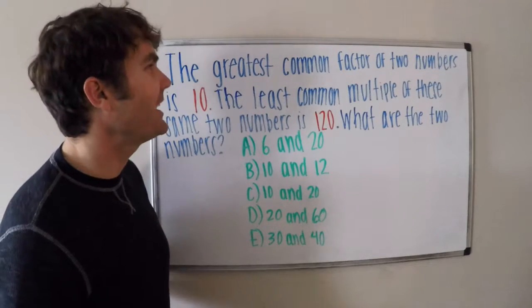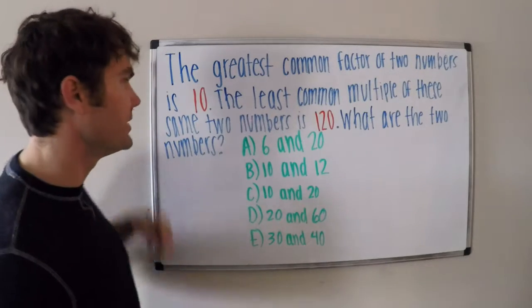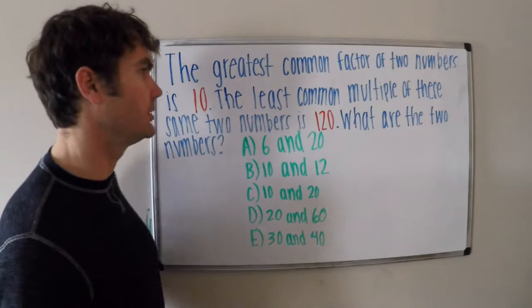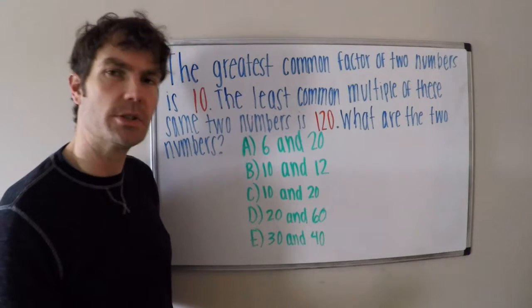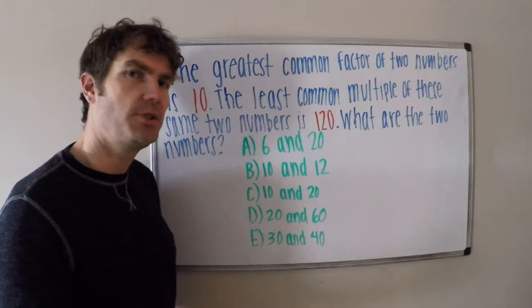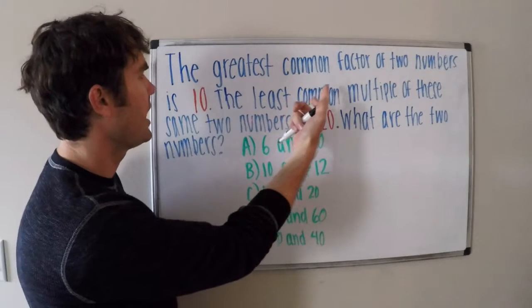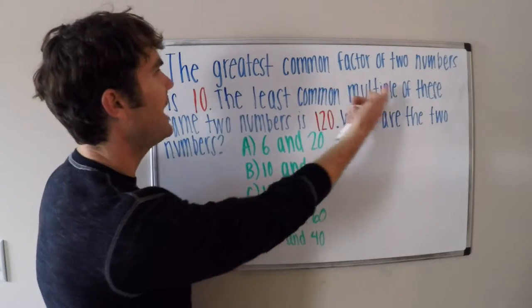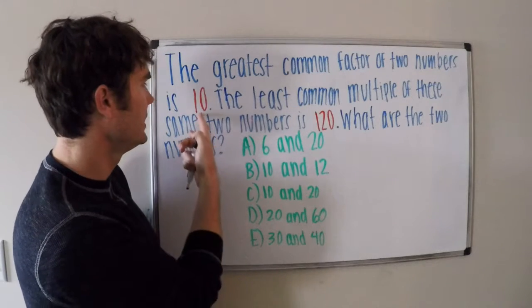The greatest common factor of two numbers is 10. The least common multiple of the same two numbers is 120. What are the two numbers? One thing you can do with a problem like this is just use the answer choices. Go straight to them. The greatest common factor of the two numbers is 10, so both of the numbers must have 10 divided into them.